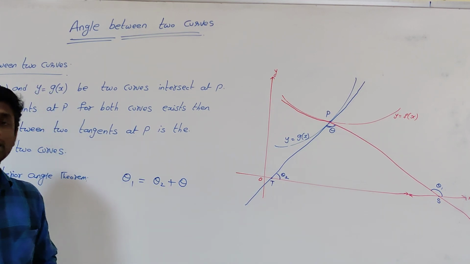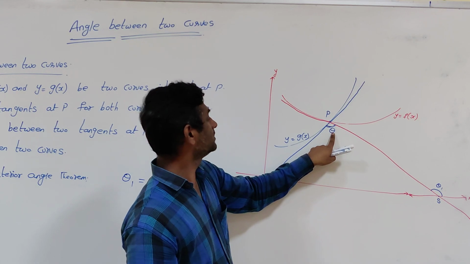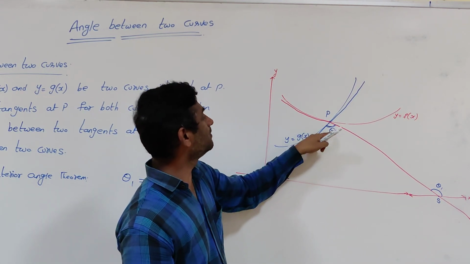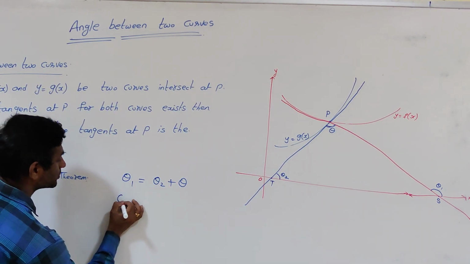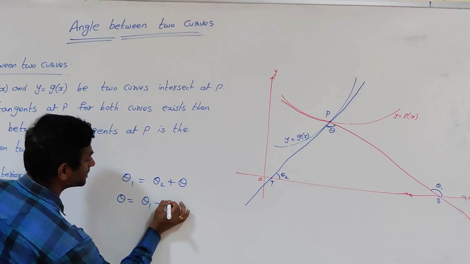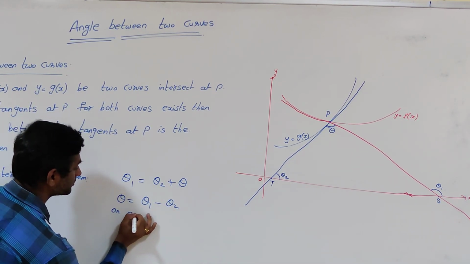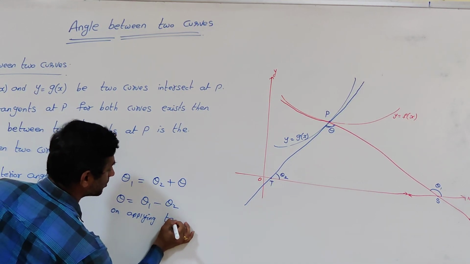But what we require is the angle theta. That theta gives the angle between two tangents, or we can say the angle between two curves. Now take theta 2 from here. So theta is equal to theta 1 minus theta 2. Apply tan on both sides.